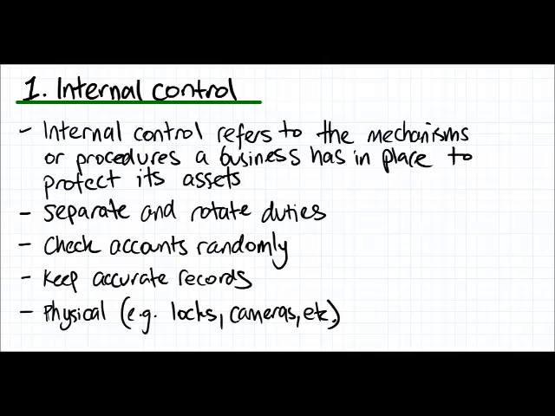They can separate and rotate the duties that each person has within the business. So if you've got to do different things each week, it's harder for them to work out how to steal things. As the owner, you could also check your accounts randomly. So check what's going in and out of each account, and also make sure you keep accurate records. Finally, you've got to make sure that you physically protect your assets, your business as well. So put in locks and cameras and stuff like that.